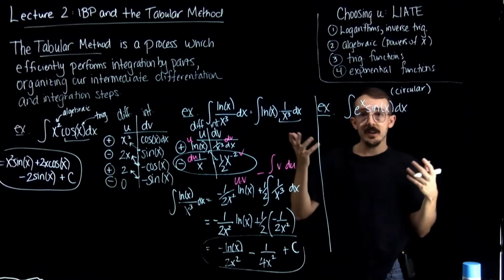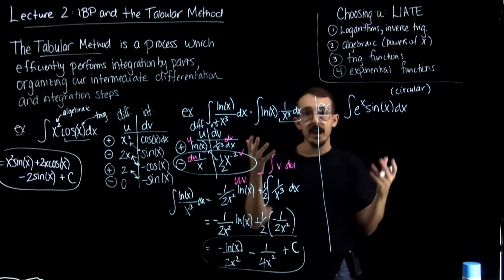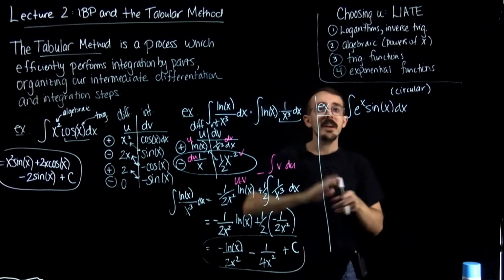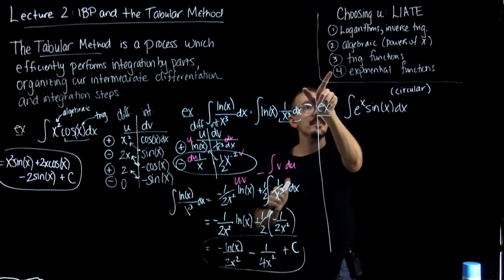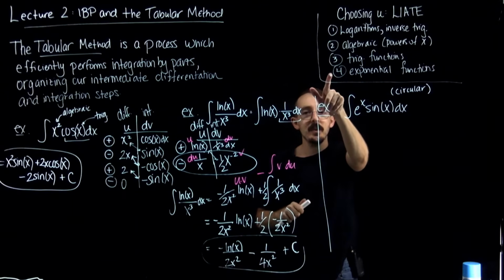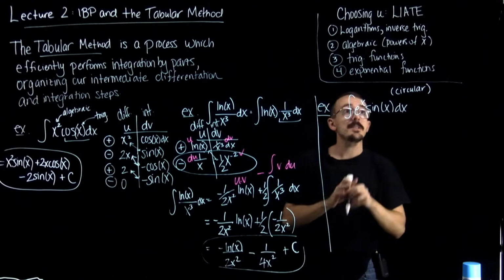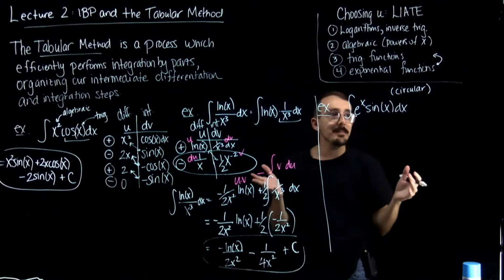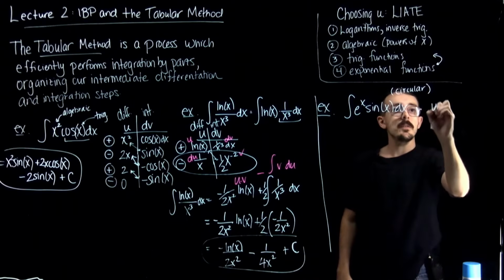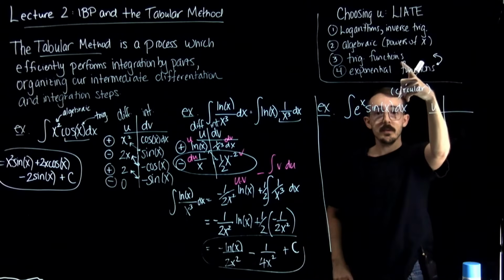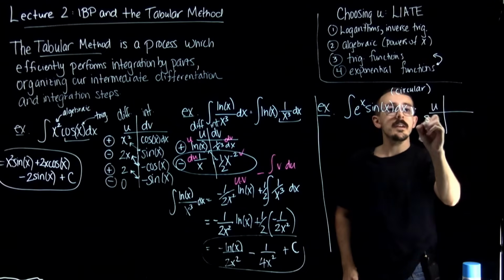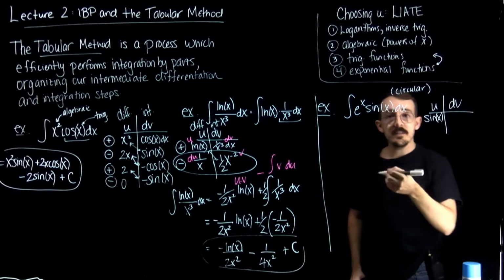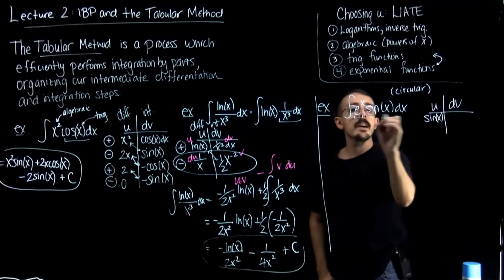So first we have to choose u and dv. On my list here, I say trig functions is third and exponential functions is fourth. I think you could honestly flip those. It doesn't really matter. But the way I'm going to set this up is to make it as easy as possible. So I'm going to go with the order that's here. So u is going to be sine of x. That's what I'm going to differentiate. The other stuff is going to be dv, which is e to the x dx.